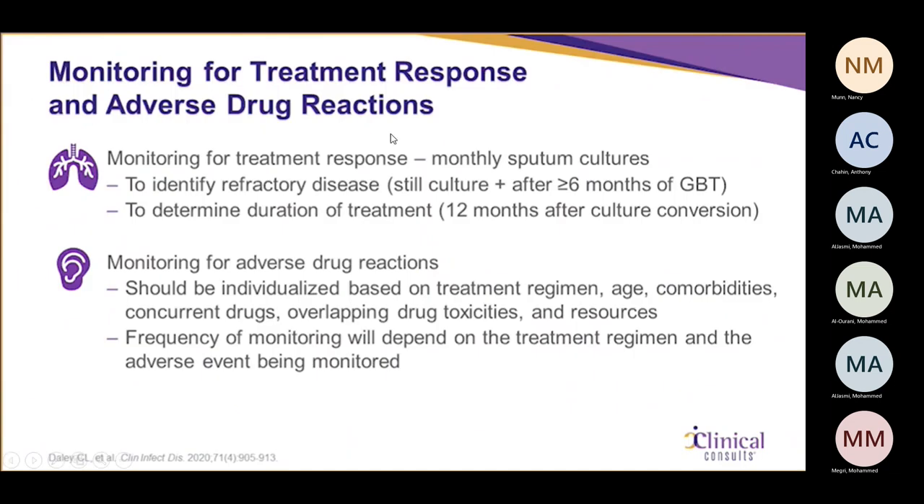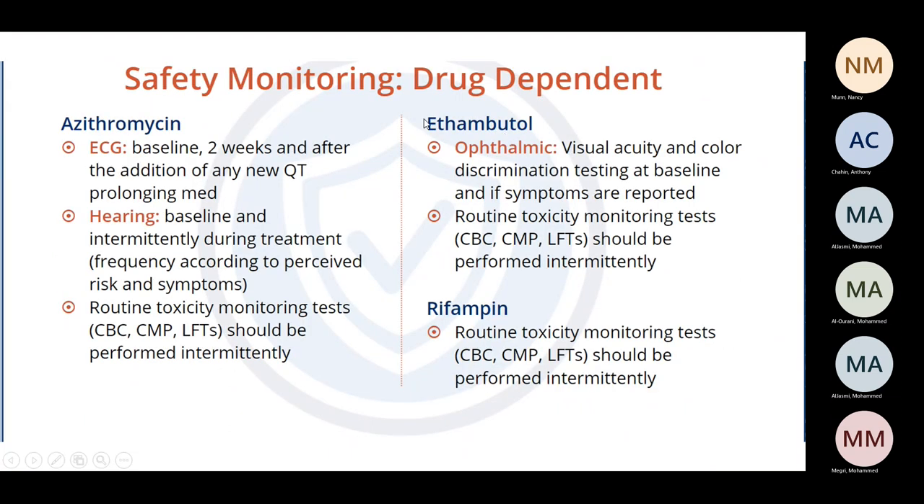You have to monitor your patient during therapy. We said you do serial cultures, usually once every one to two months. If patients are still positive with guideline-based therapy, that defines refractory disease. Then you add your inhalational liposomal amikacin. And then, of course, you watch your patients on these medications, the azithromycin, for any cardiac toxicity, especially if they are on other cardiac medications, antiarrhythmics. There's a high likelihood of worsening QT prolongation and precipitating arrhythmia. It also has some ototoxicity, especially in older patients. They can develop problems from it.